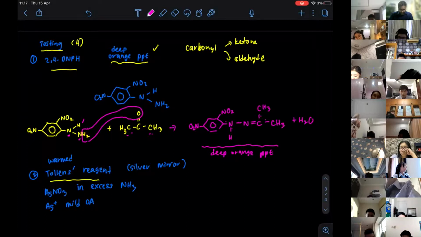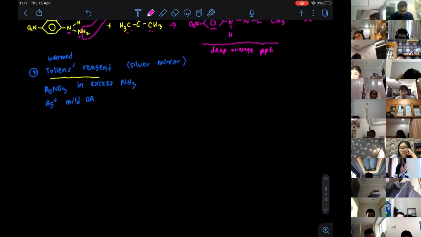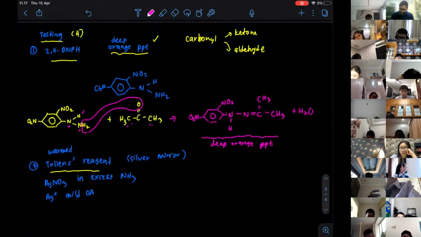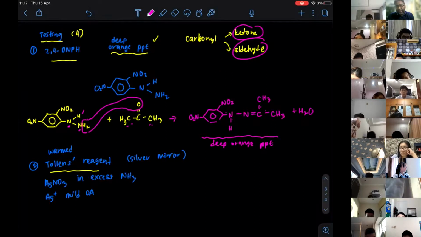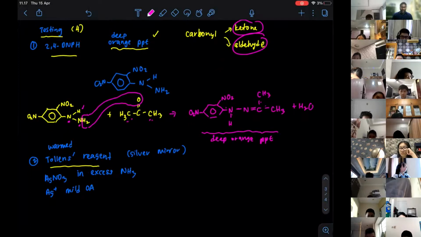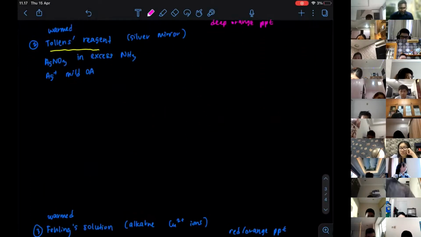Okay, now the next one is going to be, this one, do remember, is for both ketone and aldehyde. Now, once you identify ketone and aldehyde, it means once you know that they are carbonyl compounds, is there a way to find out which one is ketone, which one is aldehyde? You can do that with these 2 tests. One is Tollens reagent, another one is Fehling solution. The function of Tollens and Fehling solution are quite simple. They are generally mild oxidizing agents.